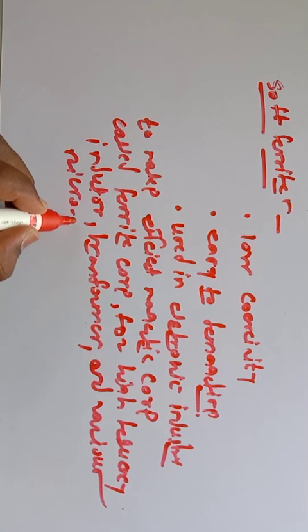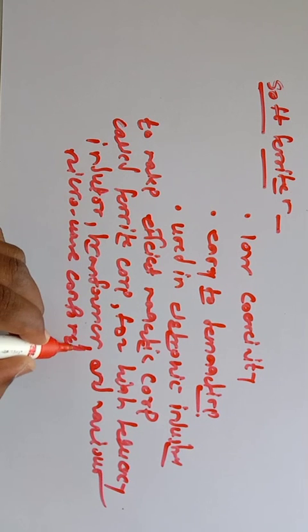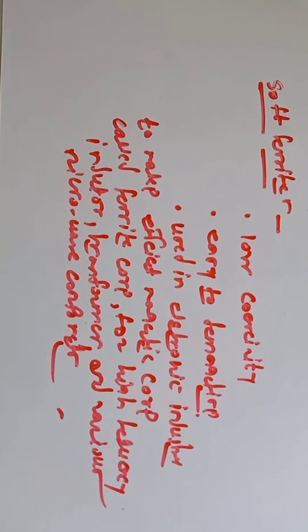So they have low coercivity, are easy to demagnetize, and are used in the electronic industry to make efficient magnetic cores called ferrite cores for high frequency inductors, transformers, and various microwave components.